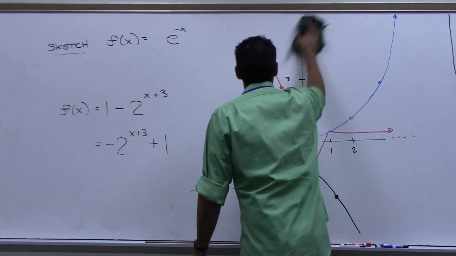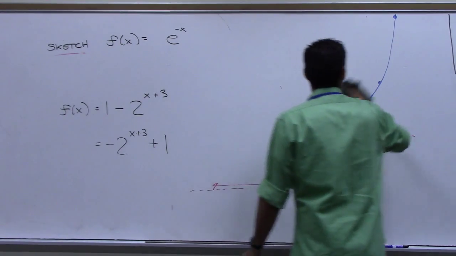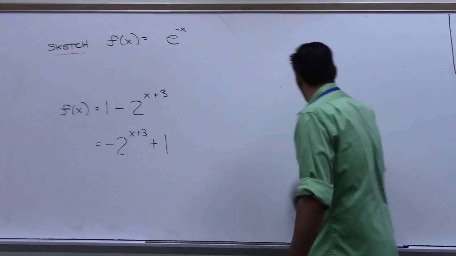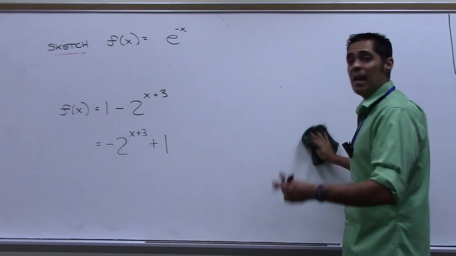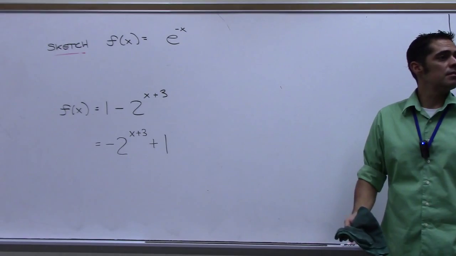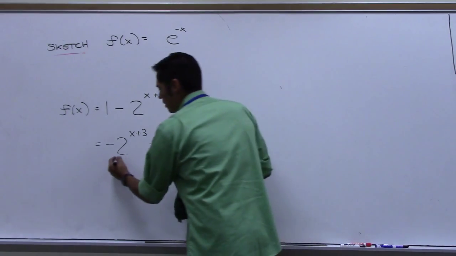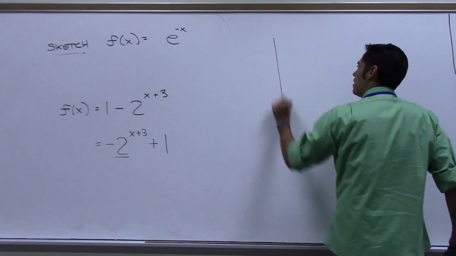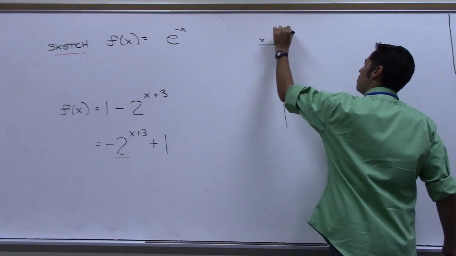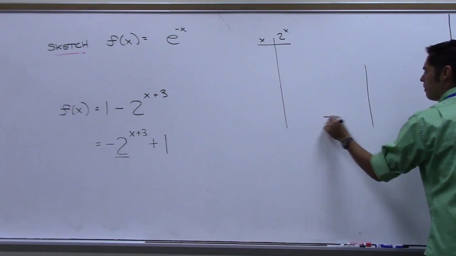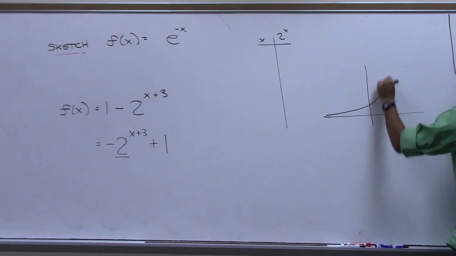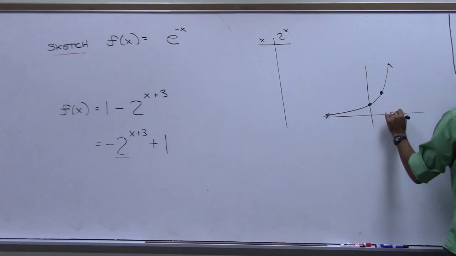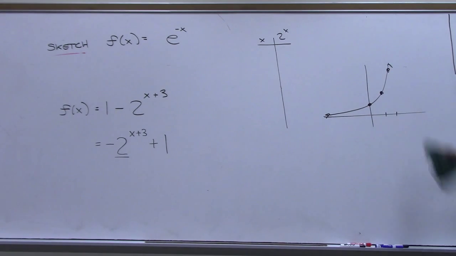How would you go about doing this? First you make a table for 2 to the x. All right, so you just identify what's the base here. The base is 2, right? So I'm going to make a table. Here's x, here's 2 to the x. Didn't we do that earlier? Yeah. And it looked like that, right? And we had the points, whatever your points are. That's 2 to the x.